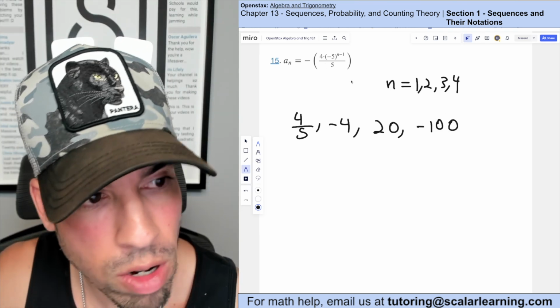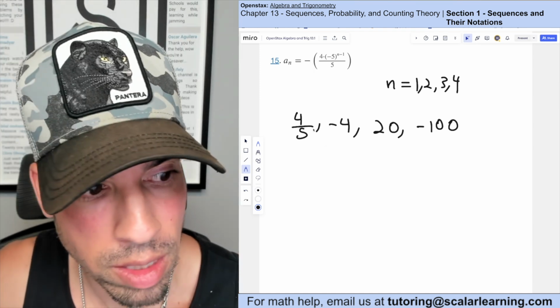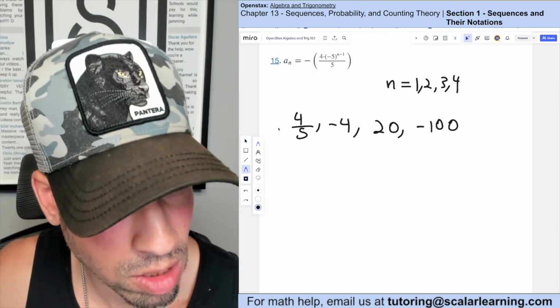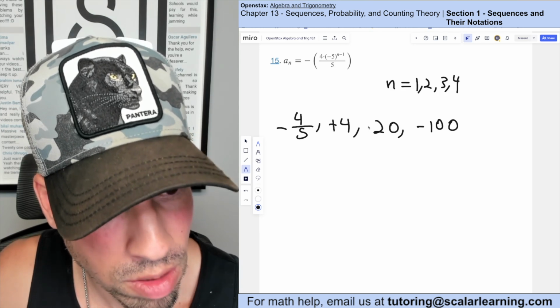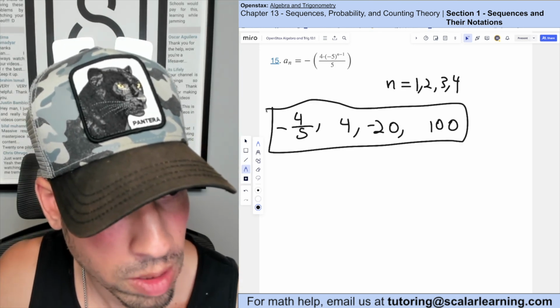Now, in front of all of these, we have a minus here, right? So that minus is going to go on at the end. So it's going to flip the sign, basically. So this is going to be negative. It's going to be positive. This is going to be negative. This is going to be positive. So these are the first 4 terms. That's how you do it.